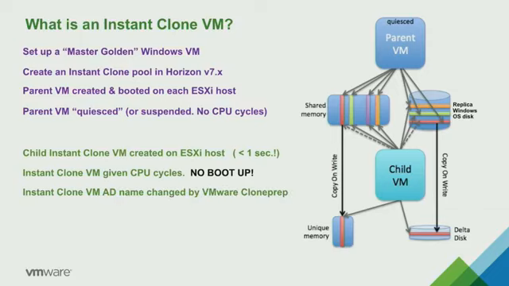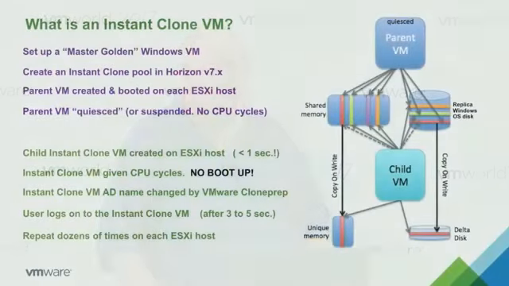A process that we call ClonePrep changes the Active Directory name of that Windows VM, and it's available to the user to log on in about 3 to 5 seconds. So the entire process, from no VM for that user to having a VM ready for them to log on to, is as little as about 5 seconds. So maybe when we said instant clones, we oversold it a little bit, but it's pretty close. And you can do this dozens of times on each ESXi host. So you can very quickly provision dozens, hundreds, thousands of VMs.